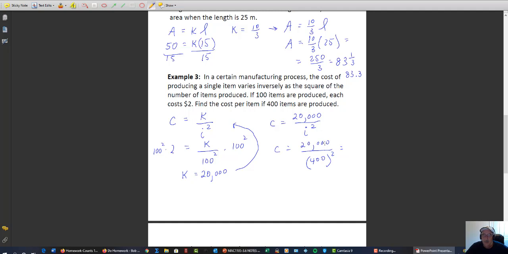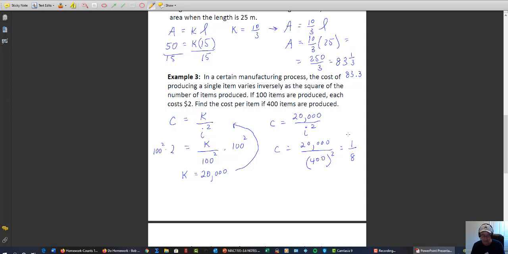Okay, so if you use your calculator, if you figure this out by hand here, I believe you're going to come up with 20,000 divided by 400 squared. Comes out a fraction 1/8. All right, now if you're talking money here, you don't want to be talking about 1/8. You want dollars and cents here.